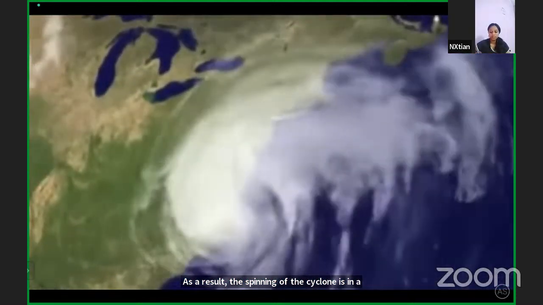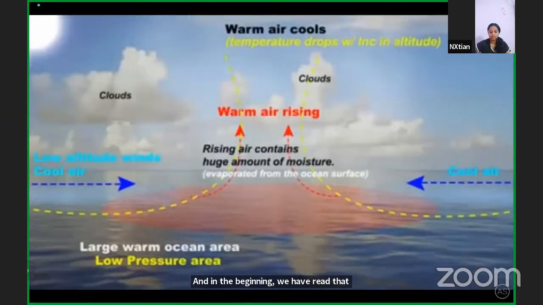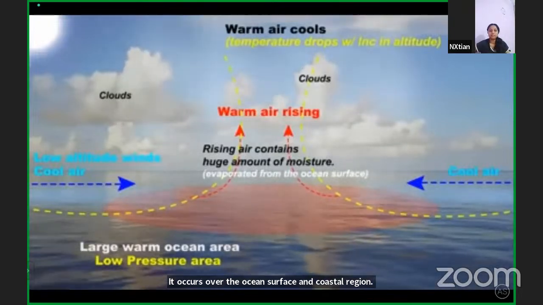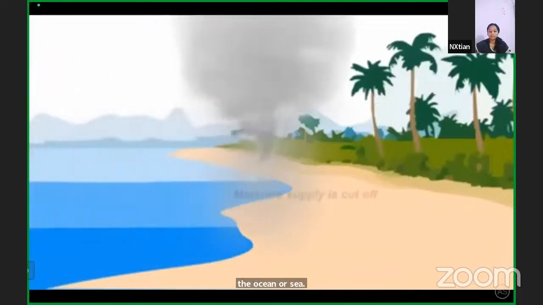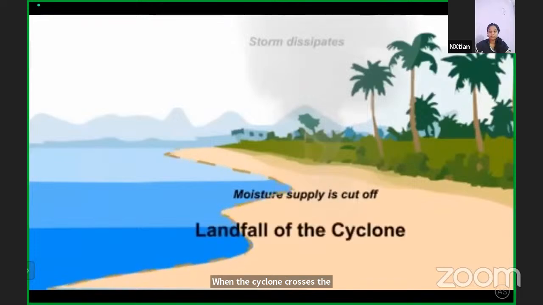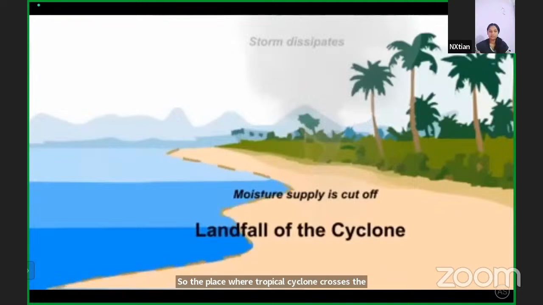Tropical cyclones are intense, and in the beginning we have read that it occurs over the ocean surface and coastal region because there is a continuous supply of moisture from the ocean or sea. When it reaches the land, the moisture supply is cut off and the storm dissipates. When the cyclone crosses the coast, because after that the landmass starts, the place where a tropical cyclone crosses the coast is called the landfall of the cyclone, meaning the power of the cyclone naturally decreases because the supply of moisture is cut off.